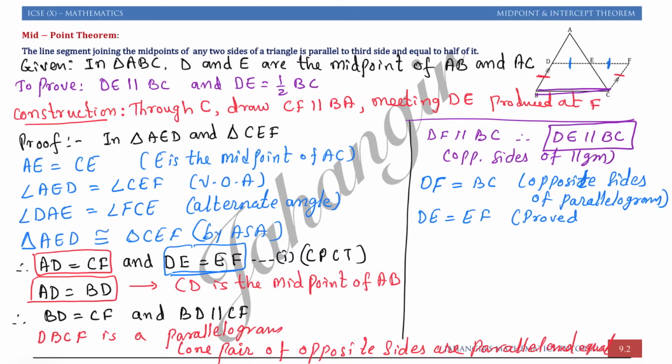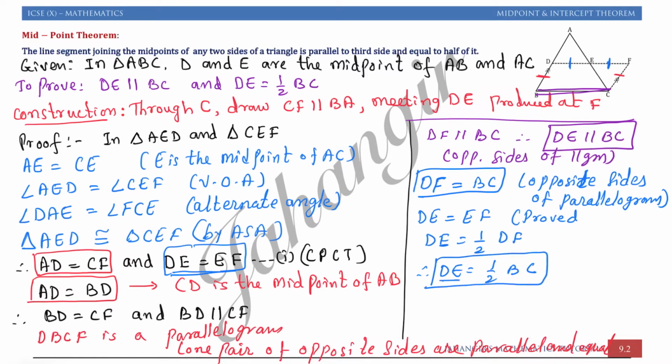So therefore you can say E is the midpoint of DF. So we can say DE is equal to half of DF. But DF and BC are equal. So therefore we can say DE is equal to half BC. See, line segment DE is joining the midpoints of two sides of a triangle, that is parallel to the third side, which is over here BC. So the line segment joining the midpoints of two sides is parallel to the third side, and its measure is half of the third side. We had proved it already. It is very simple to prove.